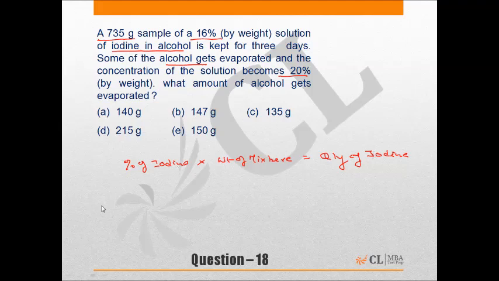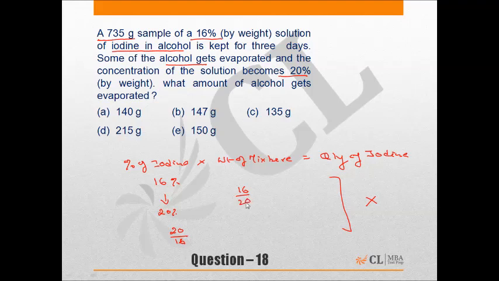Now what is happening to iodine? Originally it is 16% iodine. It gets to 20% iodine. Why? Because of evaporation of alcohol. So percentage of iodine has become 20 by 16 times. The quantity of iodine has not changed at all. Whatever was the quantity of iodine earlier in the mixture, the same quantity remains. So since the percentage of iodine has become 20 by 16 times, the weight of the mixture should have become 16 by 20 times.